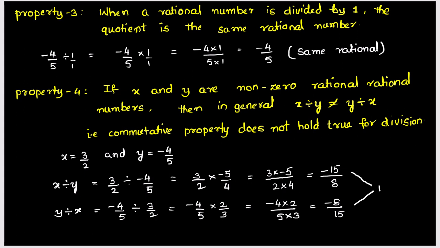They are not same. That means x divided by y is not equal to y divided by x. This we can highlight. X divided by y is not the same as y divided by x. That means the commutative property does not hold true. If it is equal, we can say it holds true. But here it is not equal. That means we can say that the property does not hold true for which operation? For division. Whereas other operations like multiplication and addition, it holds true. Already we learned in previous classes.